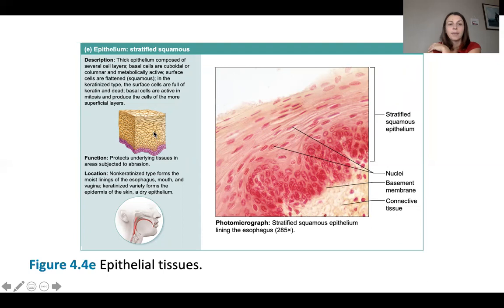Stratified squamous cells protect the underlying tissue. So this becomes a protective border. Can you imagine if you needed to protect something underneath this and you only had a single layer? That wouldn't be enough, right? So even just having multiple layers allows for more protection, as well as what is happening in the cellular layer. If you have the hardening, something that's making it stiffer, that will prevent things from coming in and things from coming out.